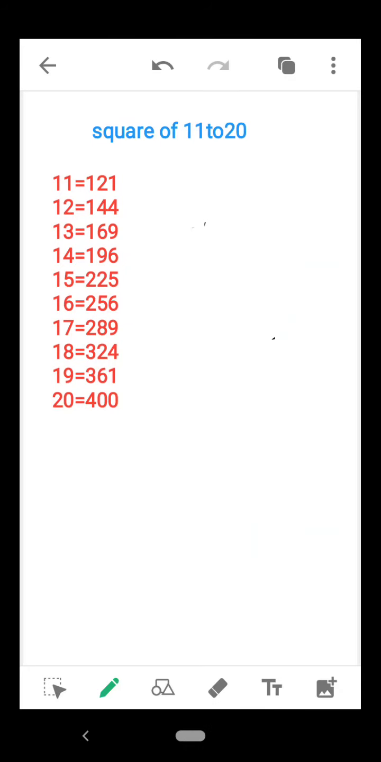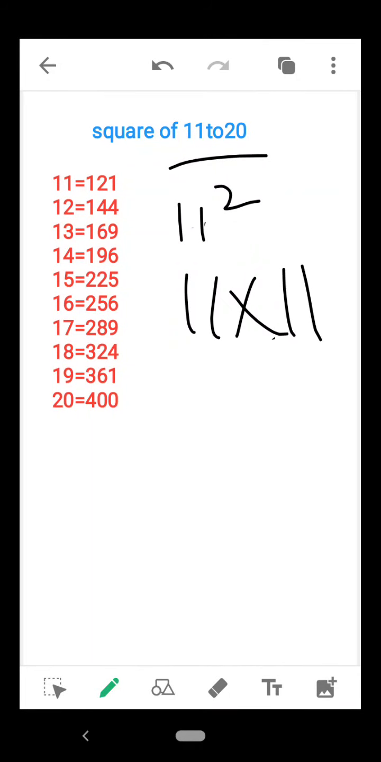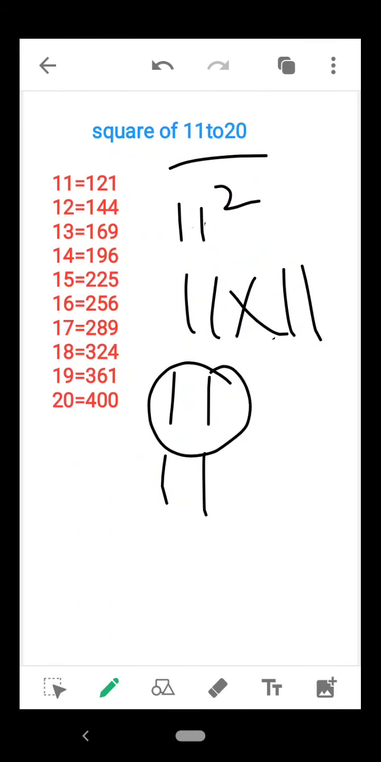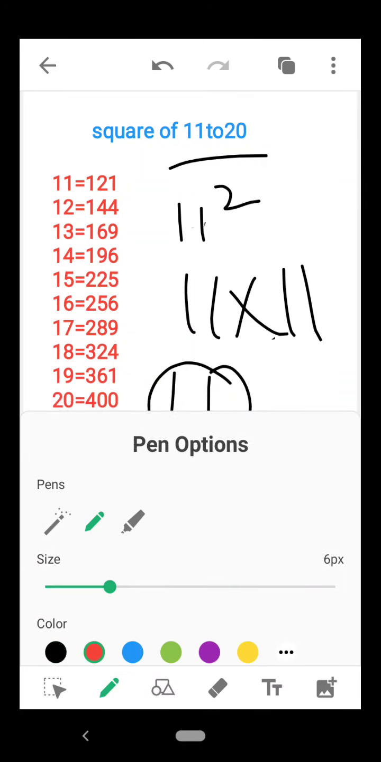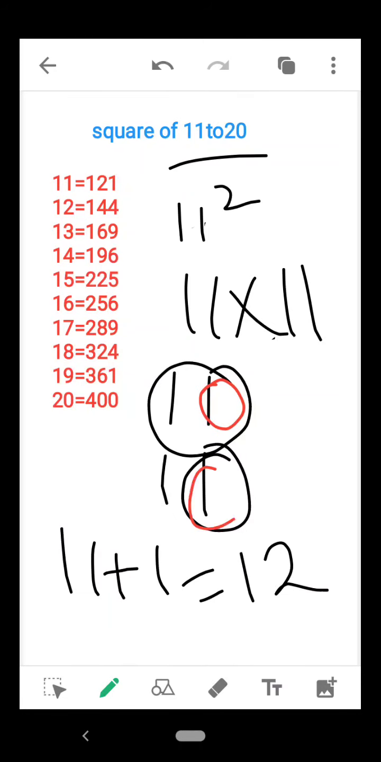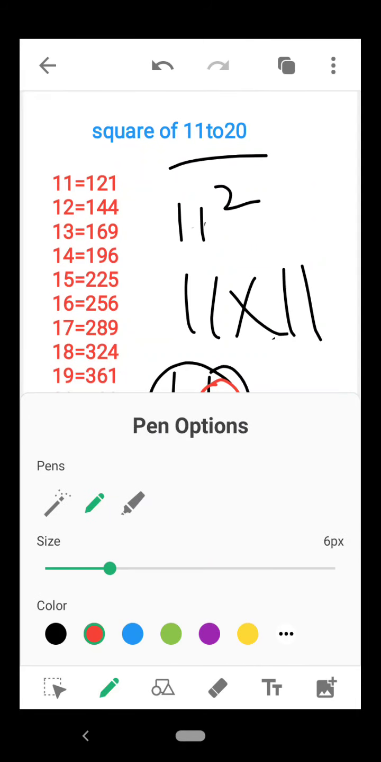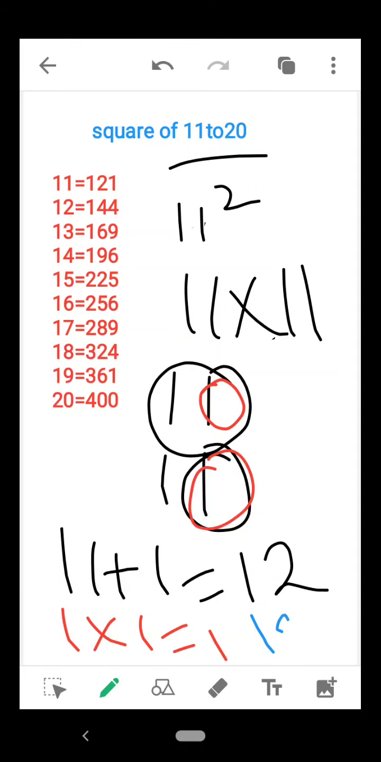The second part is squaring of 11 to 20. How can you solve? 11 square means 11 into 11. You write 11 and 11. Take the 11 and 1, so 11 plus 1 is equal to 12. And now multiply 1 and 1. 1 into 1 is 1. So you take 12 and 1, and your answer is 121.